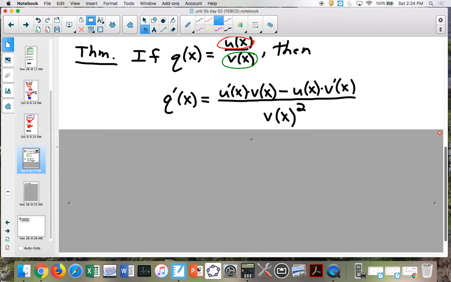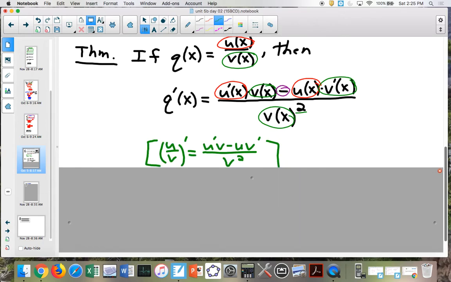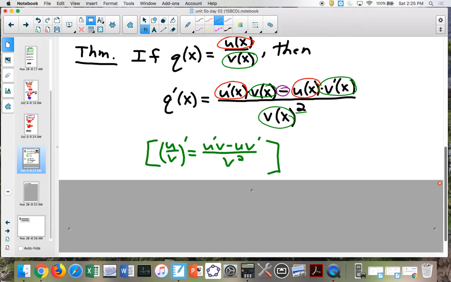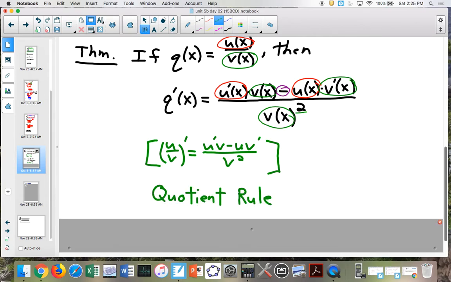All right, to find the derivative of this, we're going to take the derivative of the top function and multiply it by the bottom, and then minus, we're going to take the top function and multiply that times the derivative of the bottom function, and then all of that is going to go over the bottom function to the second power. Seems kind of complicated. Let's rewrite it without all the x's. The derivative of u over v is going to be u prime v minus uv prime over v squared. There's your quotient rule.